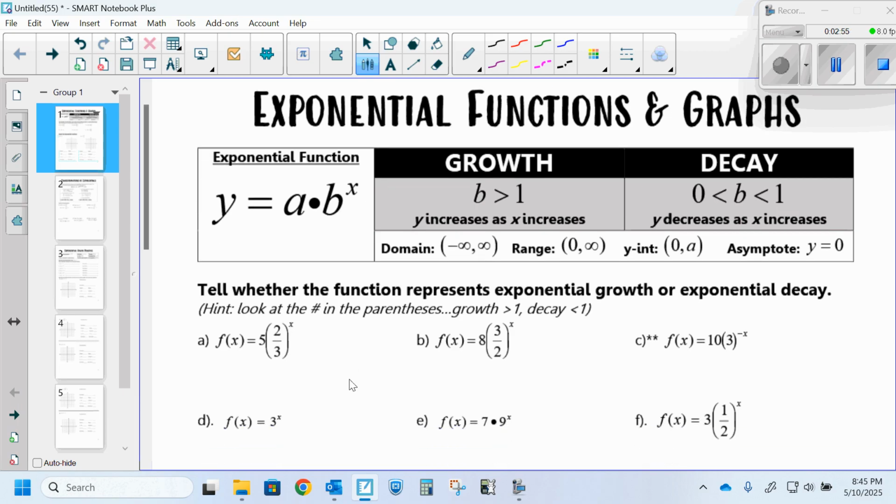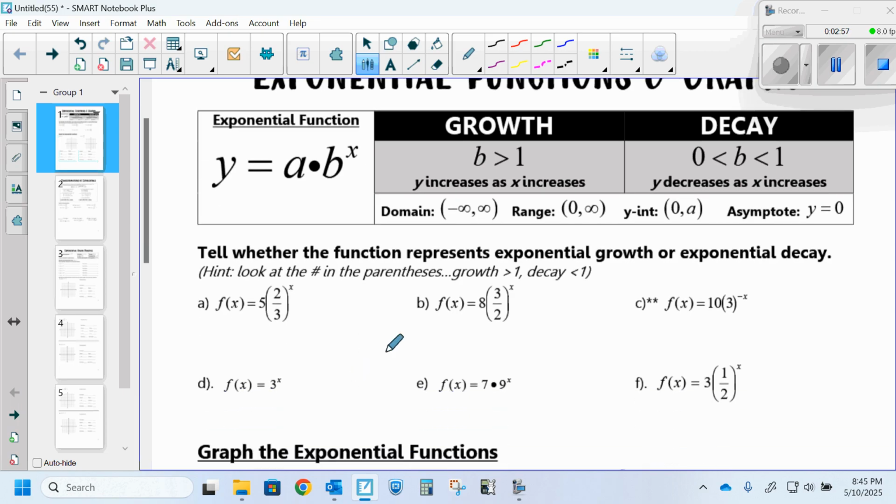So let's dive on in here. What makes it growth? It means your base is bigger than 1. And then decay is when b is a fraction between 0 and 1. Notice how we're not talking about b being negative because b is never going to be negative. Just so you know, b is always going to be greater than 0. So growth if b is bigger than 1, decay if b is a fraction between 0 and 1.